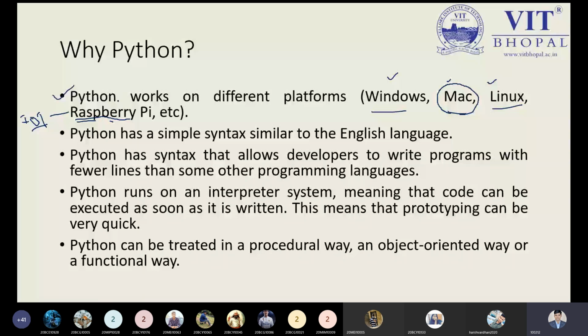Now next, Python has a simple syntax similar to the English language. Can we say it is similar to English statements? Is it clear to all?